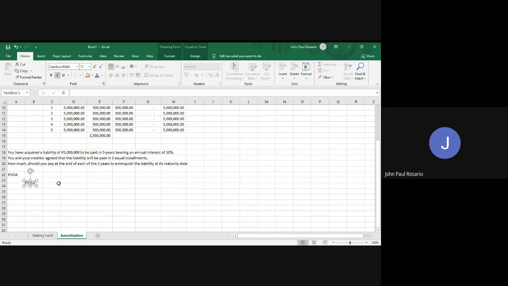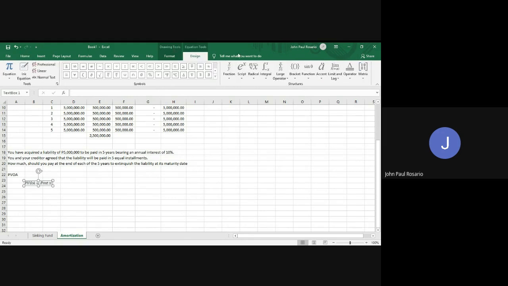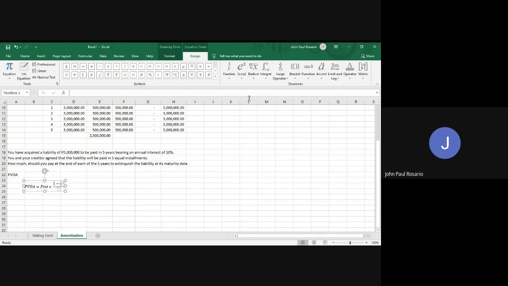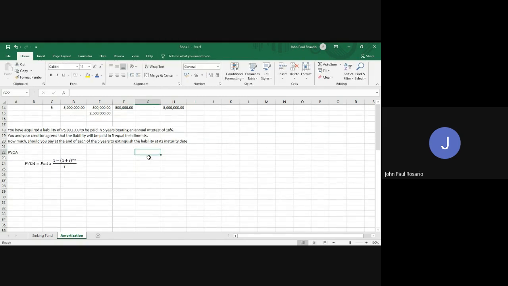PVOA is equal to payment, and then you multiply that by our formula. That's 1 less 1 plus I raised to the power of negative n, all over I. So this is our formula for PVOA.